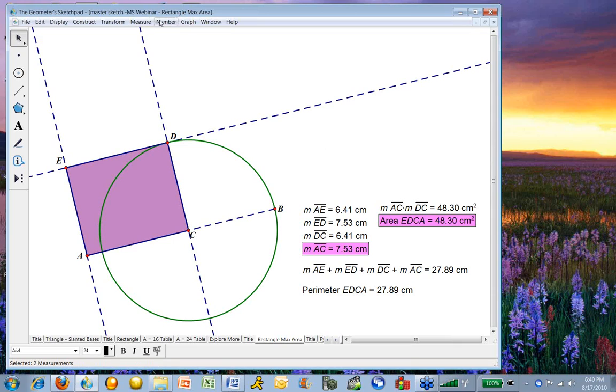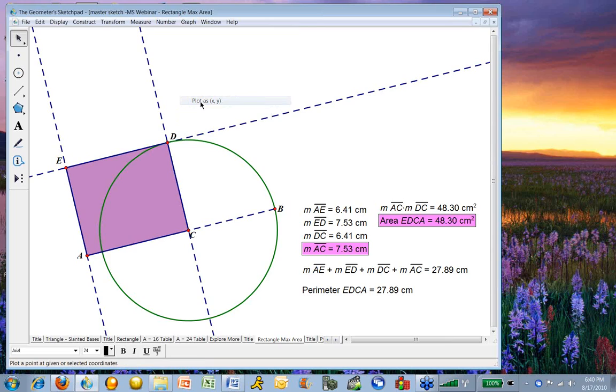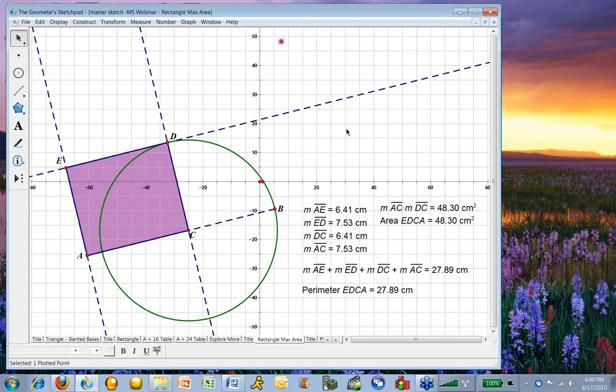When I go up to Graph, I have some options here, and Plot as (x, y) is now an option because I chose two variables. So I'm going to choose that. What that does is automatically put up a grid and plot a point. It plots the current value of AC and the area, which is right here. And how do I know it's a current value? Well, I could also measure its coordinates. Notice the point is highlighted right now.